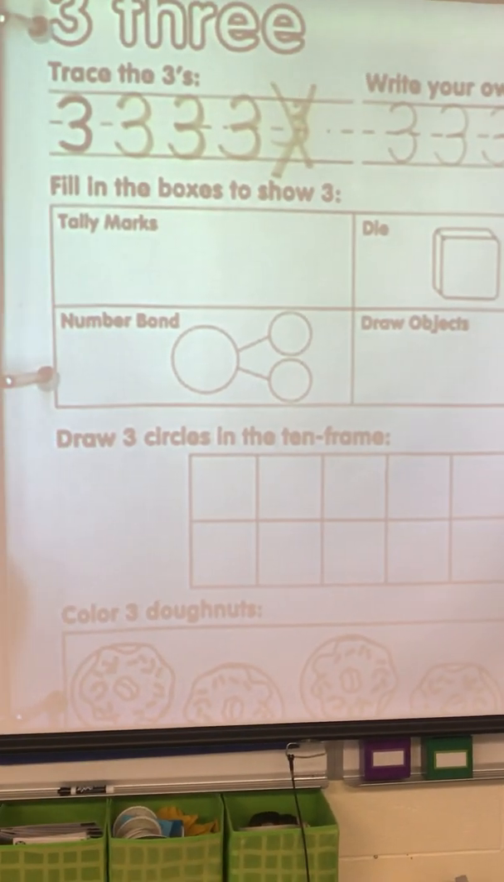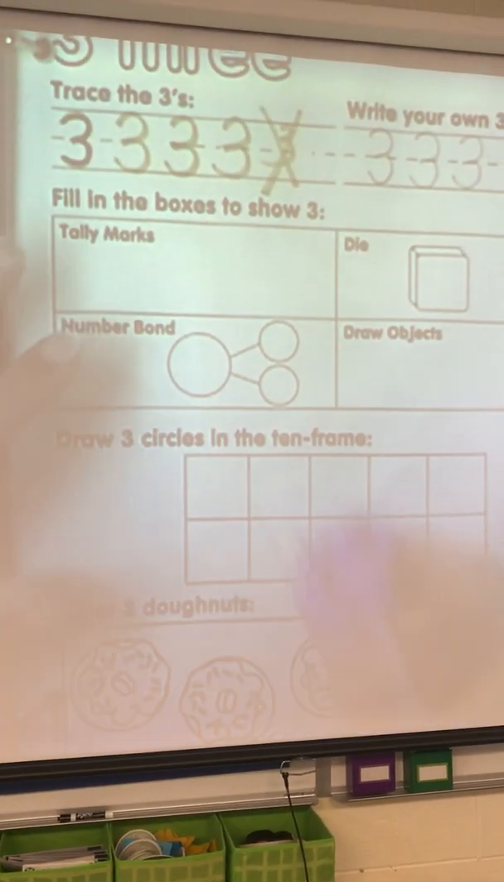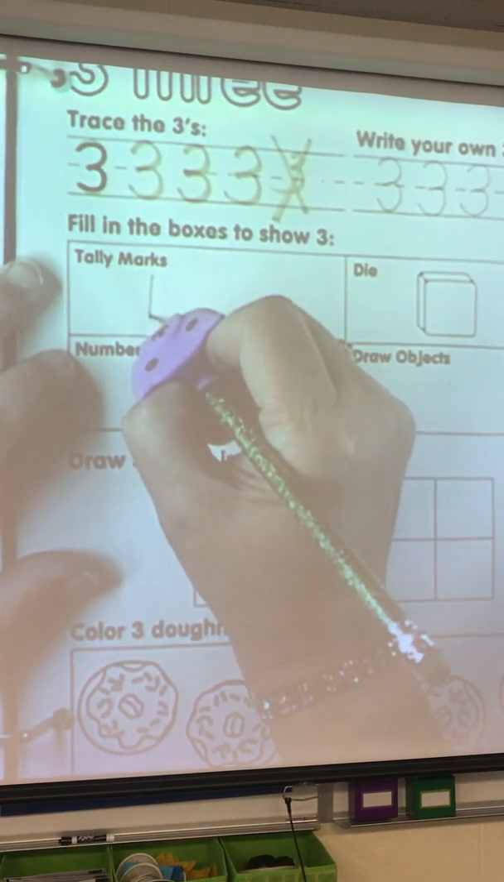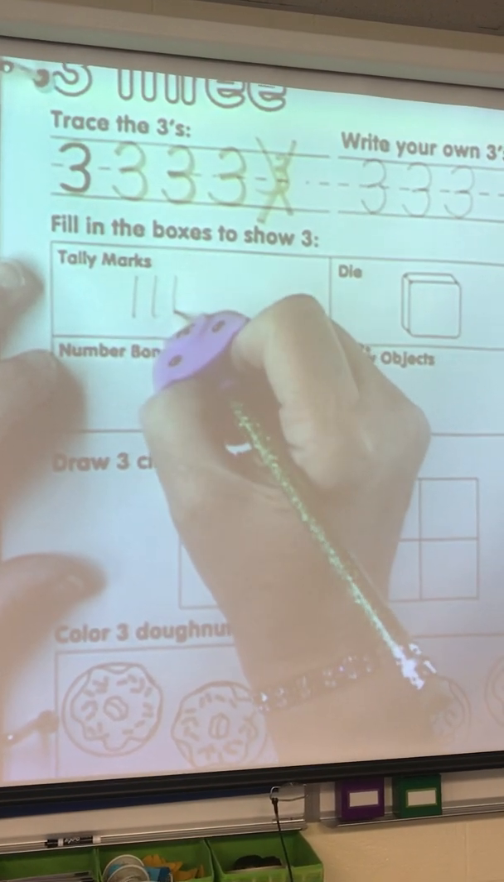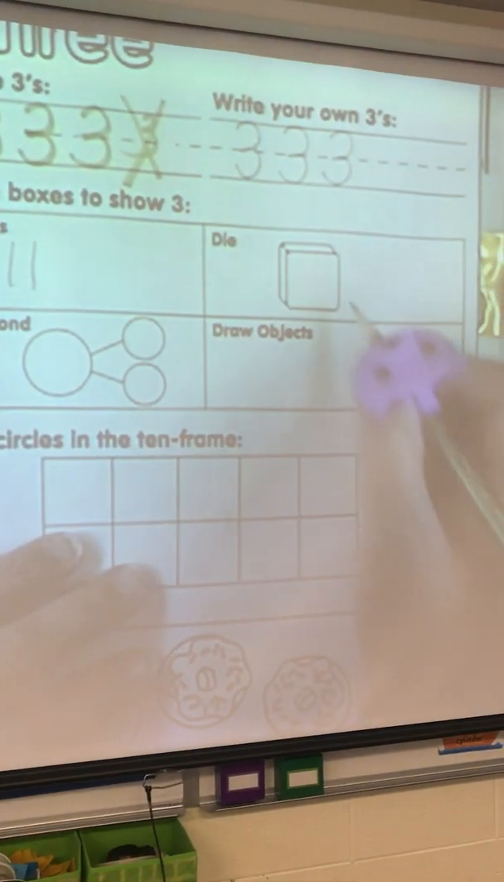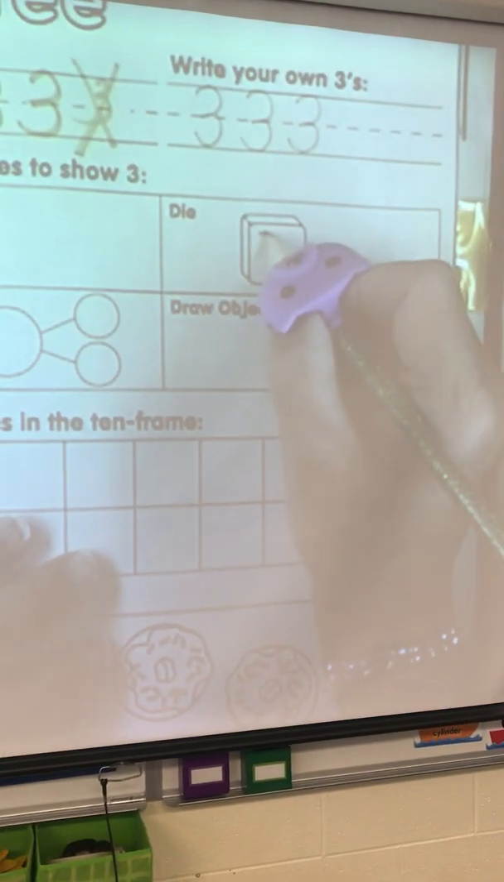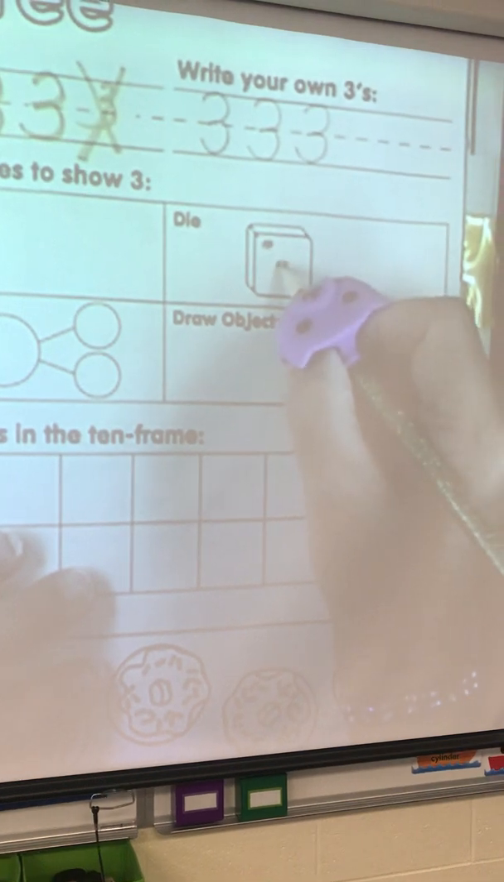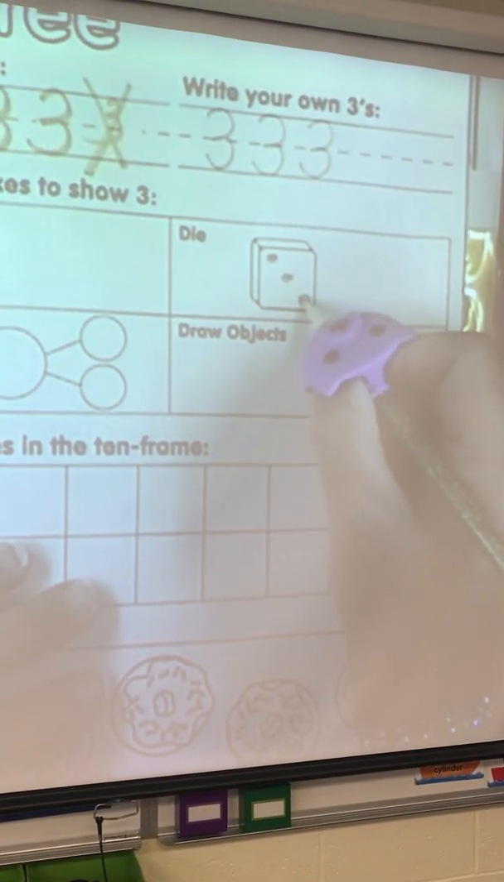All right, let's make our tally marks. 3 tally marks. 1, 2, 3. Now we're going to put 3 dots on our die. 1, 2, 3.